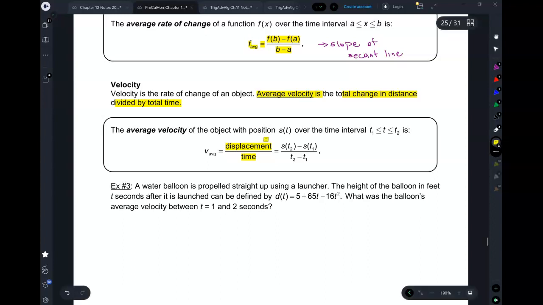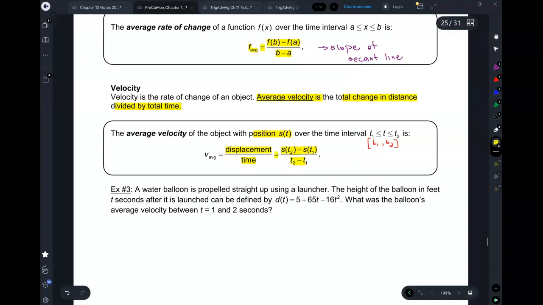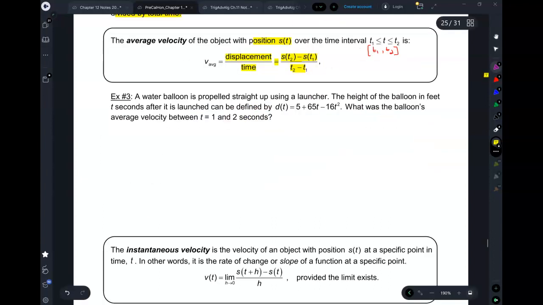So suppose you have a position. Position is usually given as s of t, okay, and it goes from t1 to t2, that's the interval. Then displacement is the position at t2 minus the position at t1, it has to be in that order, over t2 minus t1. So how did you learn it when you were little? Or if you take physics now, final position minus initial position over the change in time, okay? All right, so take a look here.